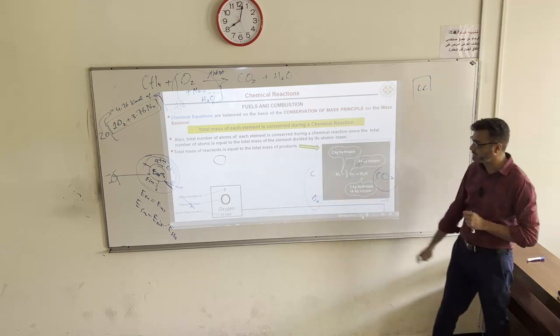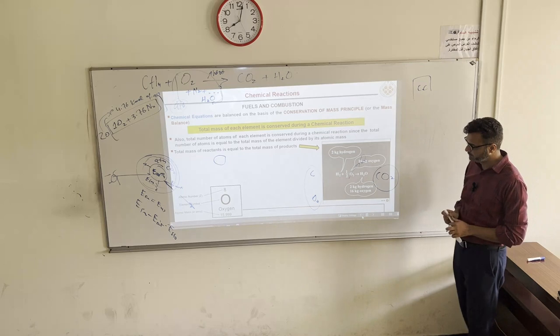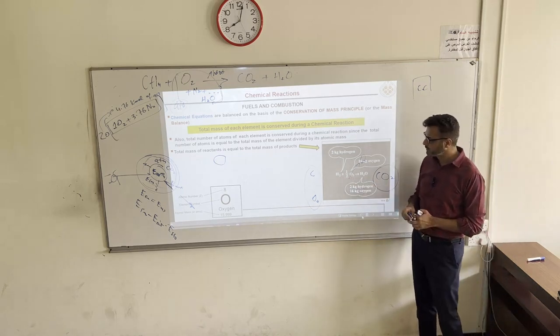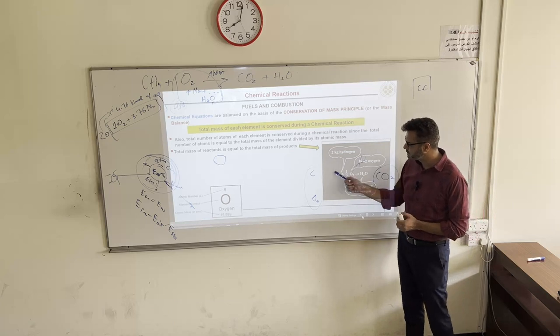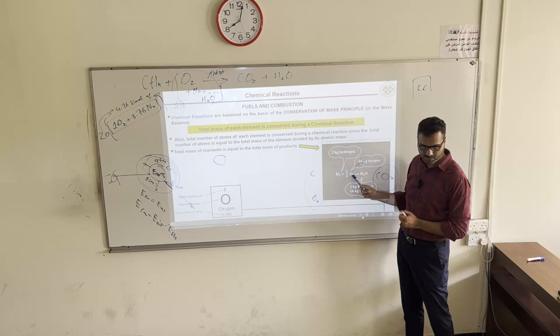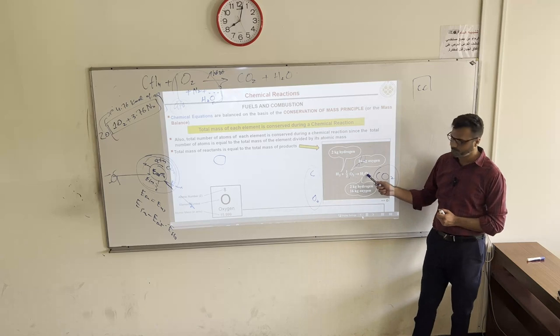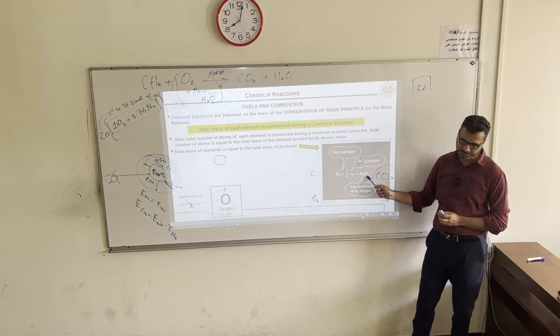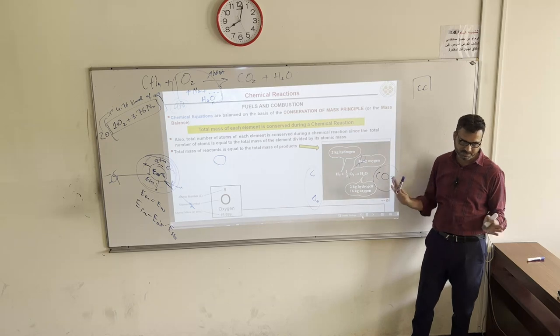Now let's try to understand with the help of this example. Hydrogen is reacting with oxygen. So 2 kilograms of hydrogen is reacting with 32 divided by 2, 16 kilograms of oxygen. So you will get 18 kilograms of H2O. So 2 plus 16 must be equal to 18. Okay, so the total mass is the same.